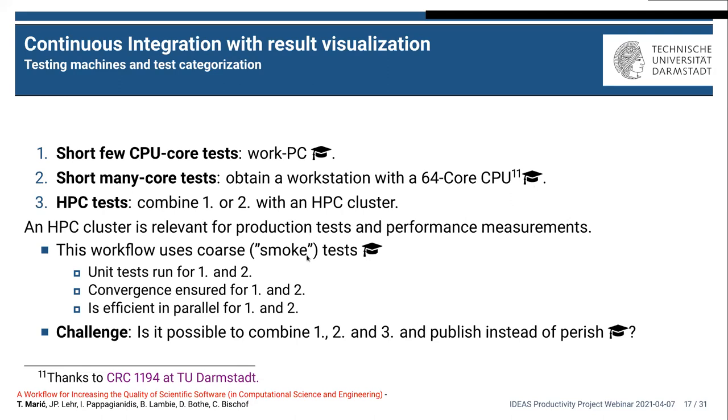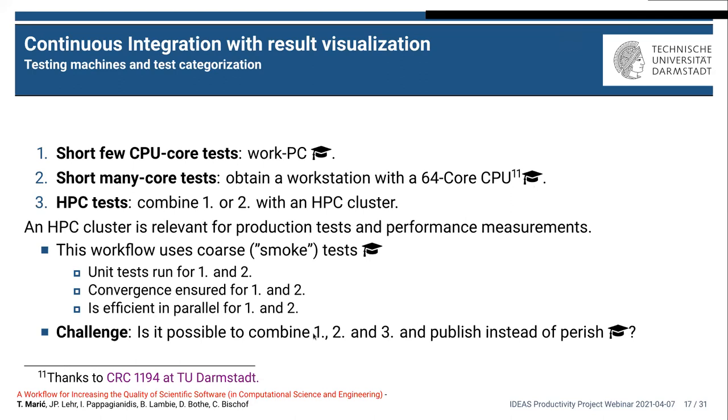The question is then what to do with HPC tests, because they are necessary and relevant for production and for performance measurements. The workflow that I'm talking about uses coarse, or let's say smoke, tests. So we make sure that the unit tests, convergence, and validation and verification are running for tests 1 and 2, and that the code is efficient and parallel for 1 and 2, the short few-core or short many-core tests. And this is an open challenge that we currently have.